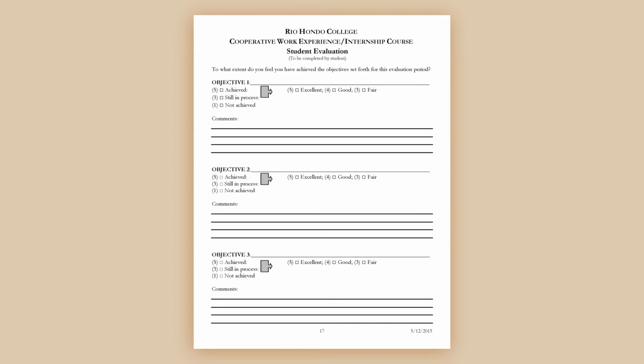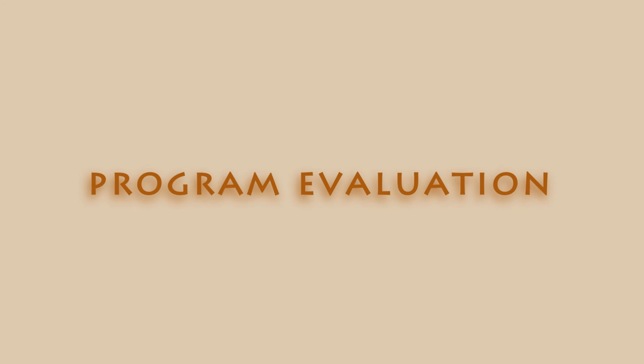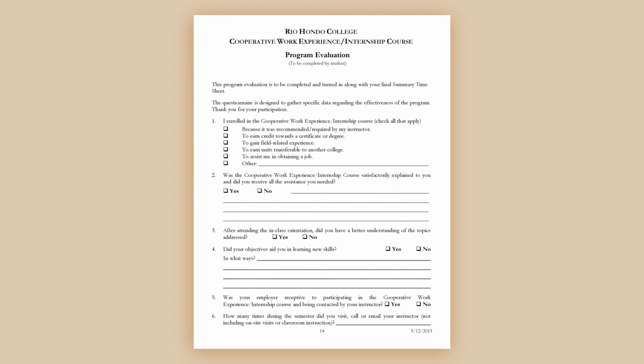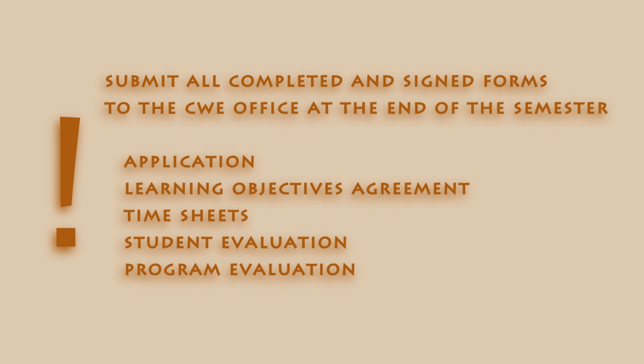Student evaluation. At the end of the semester, you'll need to complete a self-evaluation about your internship experience. You can do that by using the student evaluation form found in your CWE handbook. Program evaluation. Along with completing your student evaluation, you must complete an evaluation for the CWE internship program. We will use this information to improve the program, so please be honest and thorough about your answers. Submit all the required forms to your instructor of record prior to the end of the semester.